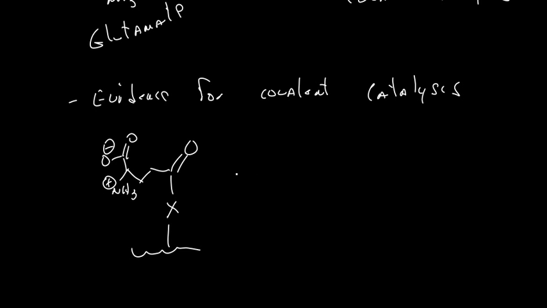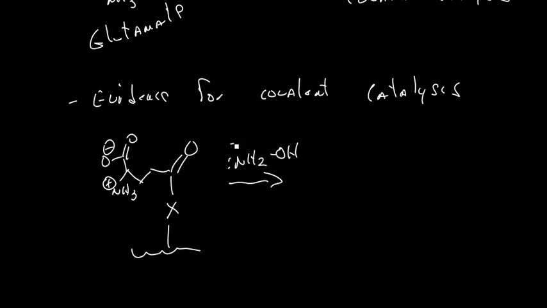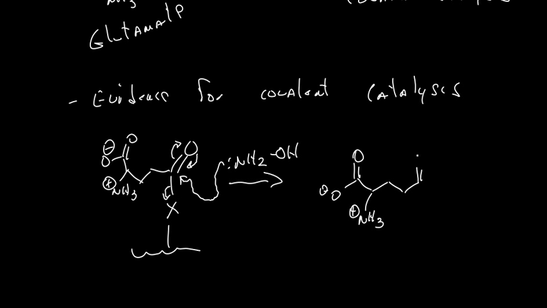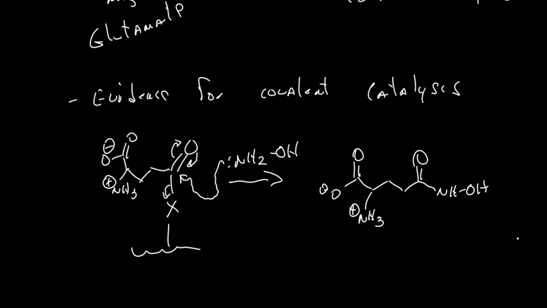And one typical thing to do with acyl intermediates is to react them with hydroxylamine, NH2OH. Hydroxylamine is a very good nucleophile. What hydroxylamine will do, it will attack this carbonyl carbon and do an acyl substitution reaction, go through a tetrahedral intermediate. I'm going to show my cheater mechanism here, and then eventually kick out this X group to generate a hydroxylamine derivative of the glutamate. So that's decent evidence for covalent catalysis. There's obviously some other evidence that they found as well.